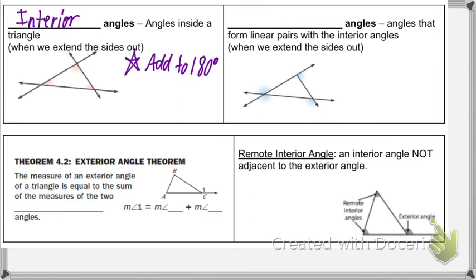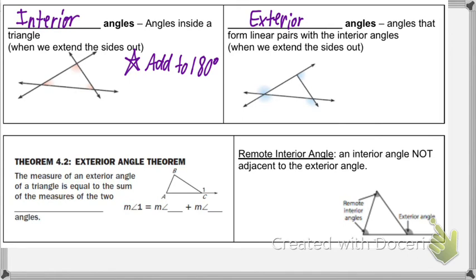Okay, so the other type of angles we're going to talk about are the exterior angles, or as we joked, outerior. The exterior angles are the angles outside when we extend these sides. They're the ones that make linear pairs with the interior angles. Remind me, what's a linear pair? They're next to each other and they're supplementary. They add to 180. They form a straight line, okay?